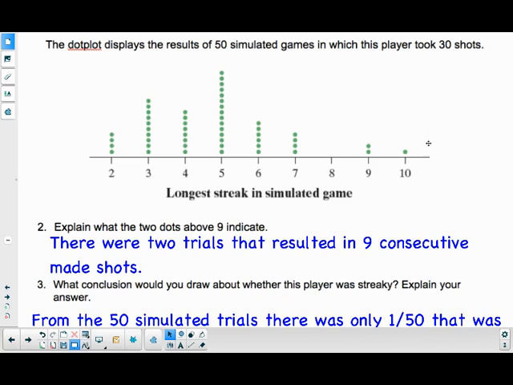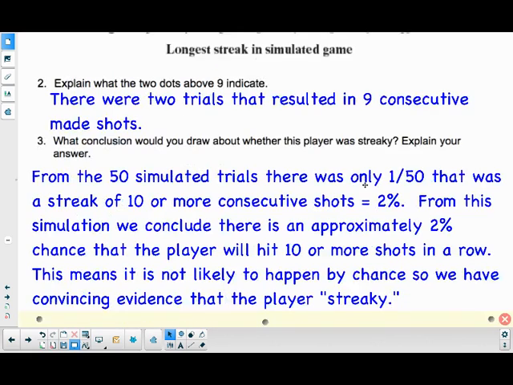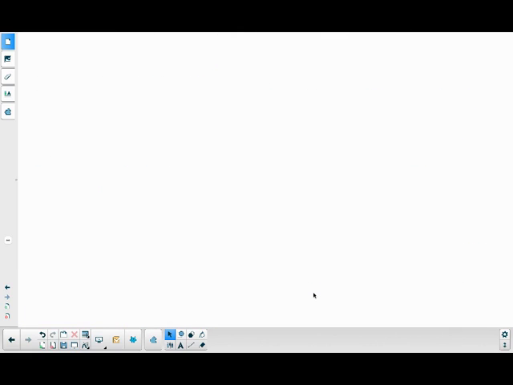Having 10 in a row under the simulation happened less than 5% of the time, and that's our significance level. If something is only going to happen by random chance less than 5% of the time, that gives us evidence that this is unusual. Something's going on here. So that's evidence to say the player was streaky.